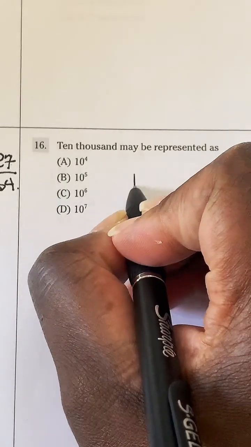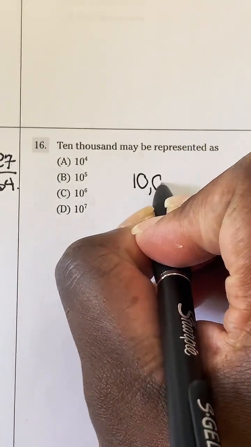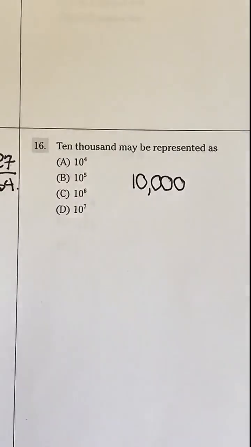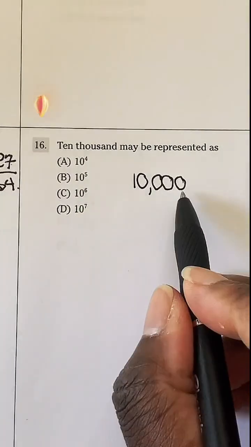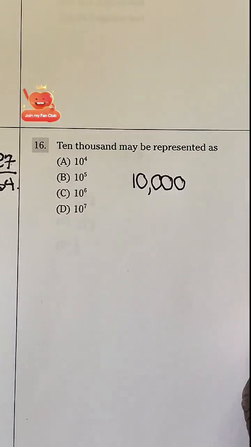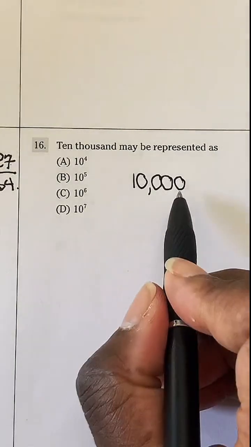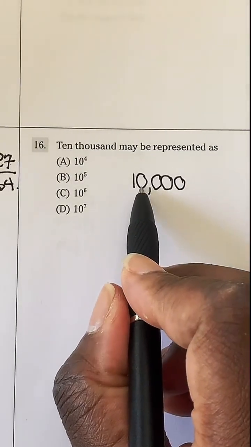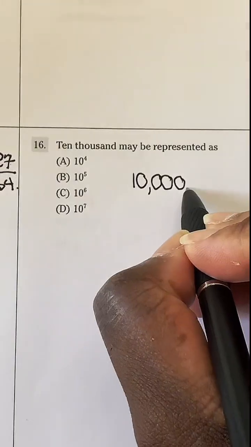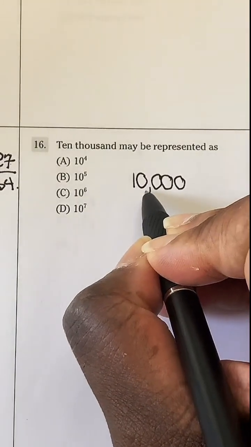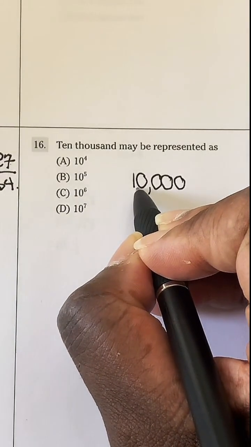So 10,000, let me write that out. How many zeros do we have? We have 1, 2, 3, 4 zeros. So if I moved it 1, 2, 3, 4, that will give me my 1.